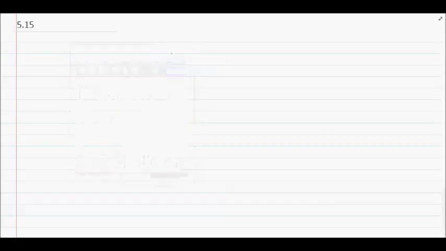Okay, so we're going to do question 5.15, which is about a perfect complement preference. So we are having a utility in the form of the minimum of the value of the two goods.